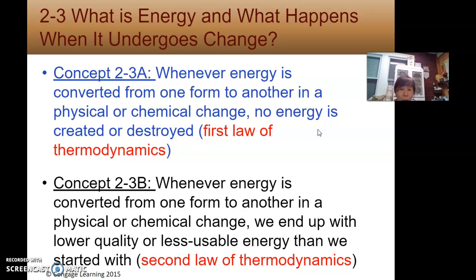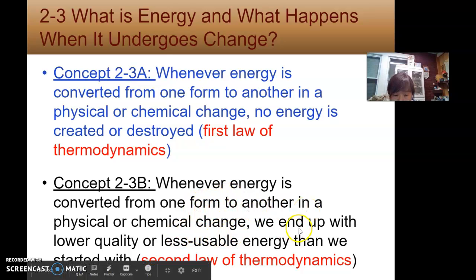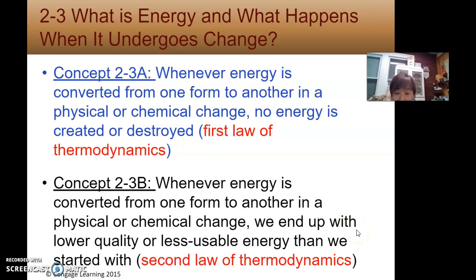Not only do you need to know the content, you also need to know the name: this is called the first law of thermodynamics. The second one is talking about what happens during energy conversion. Whenever energy is converted from one form to another in a physical or chemical change, we end up with lower quality or less usable energy than we started with. This one is called the second law of thermodynamics. These two laws you need to know.